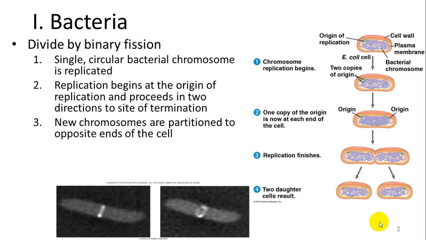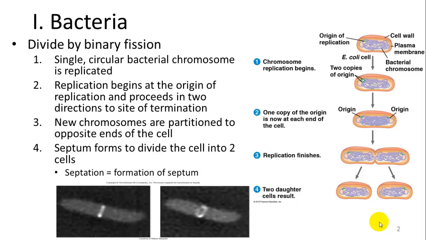So now you have two chromosomes. Those new chromosomes go to opposite ends of the cell, and then the septum forms in a process called septation, and that bacteria then splits into two daughter cells, which are exact copies of each other as far as the chromosome and the genes within it.